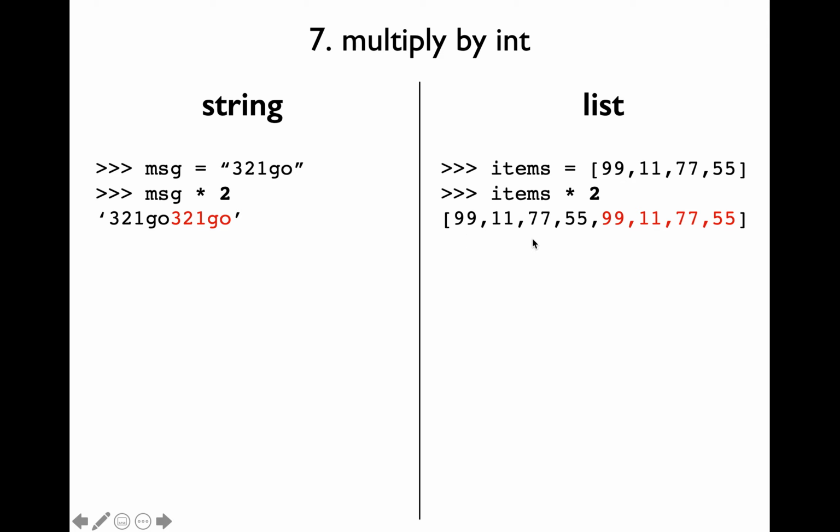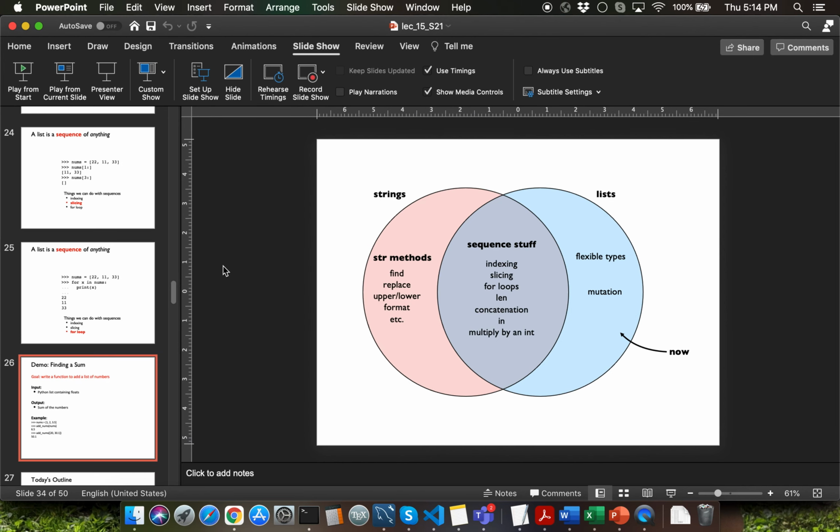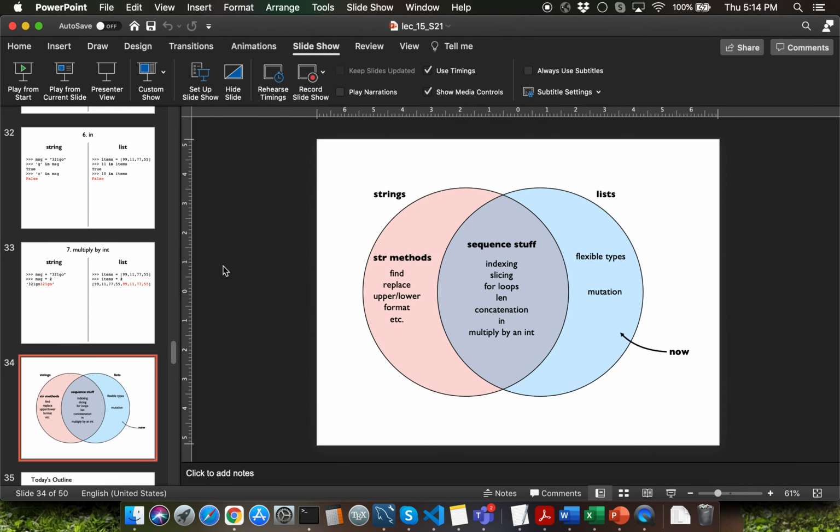So keep in mind that multiplying a list sequence by an integer will replicate the list sequence by that many number of times, and you're going to get a brand new list sequence, just like you get a brand new string sequence out of the string operation here. I'll wrap up this video here. In the next video, we are going to talk about the differences between strings and lists.